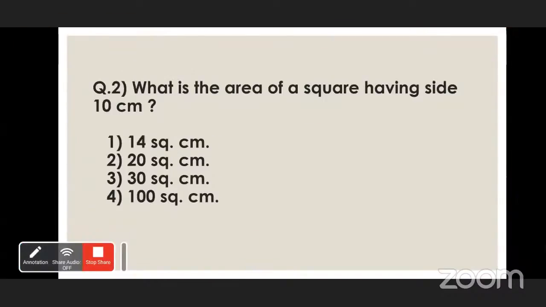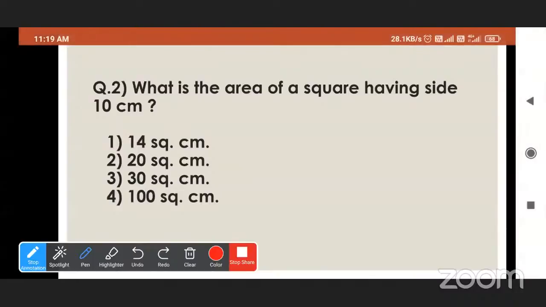Now read question number 2. What is the area of a square having side 10 centimeters? So here we have 10 centimeters multiplied by 10 centimeters. Okay, now do the multiplication. Here the side is given as 10 centimeters.